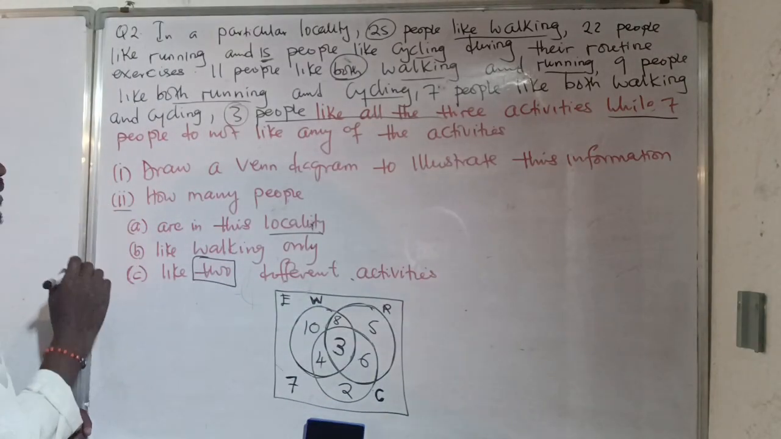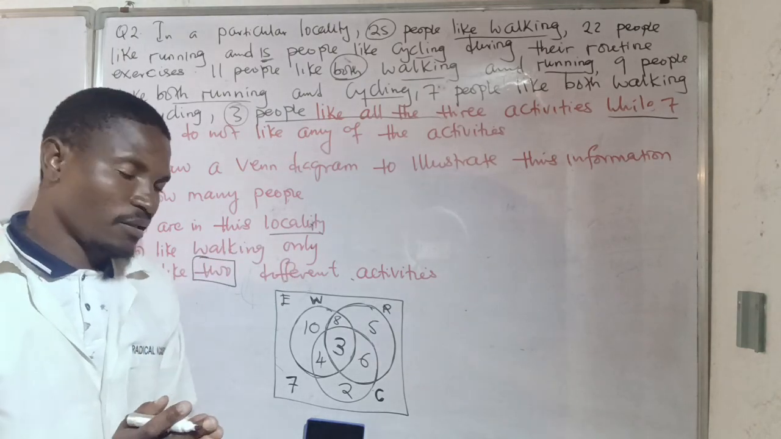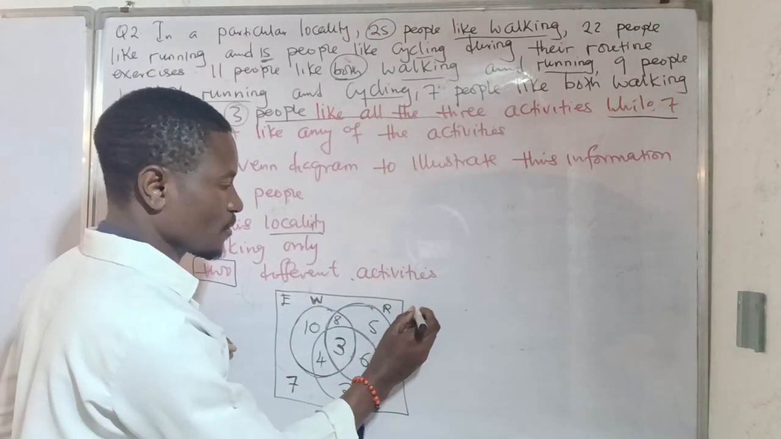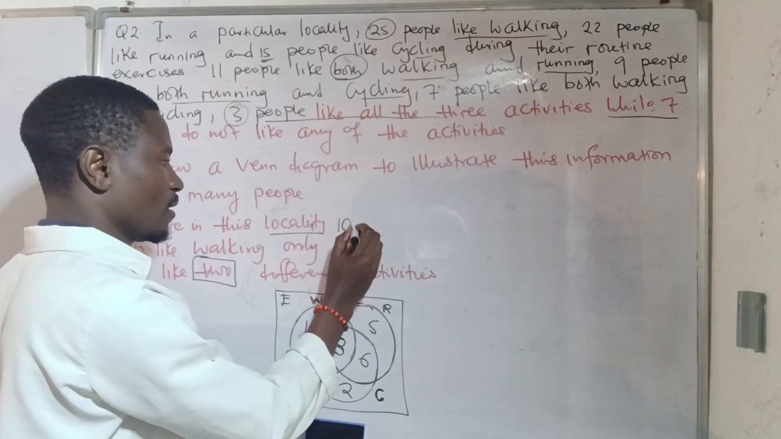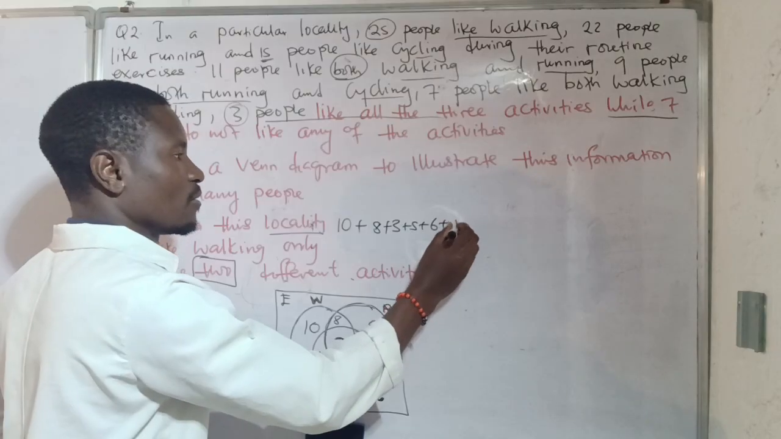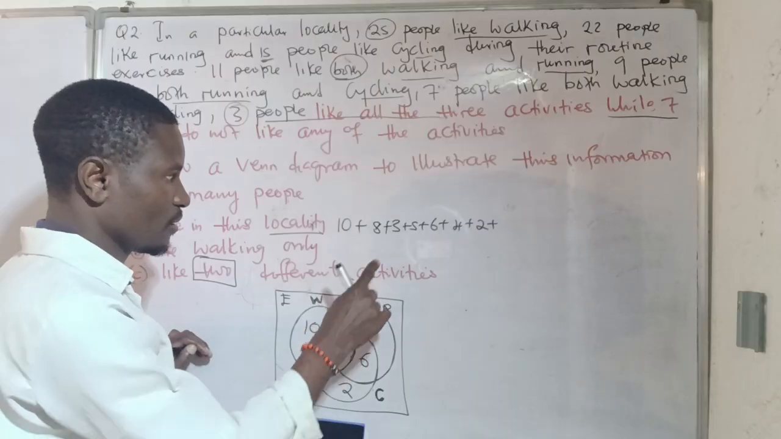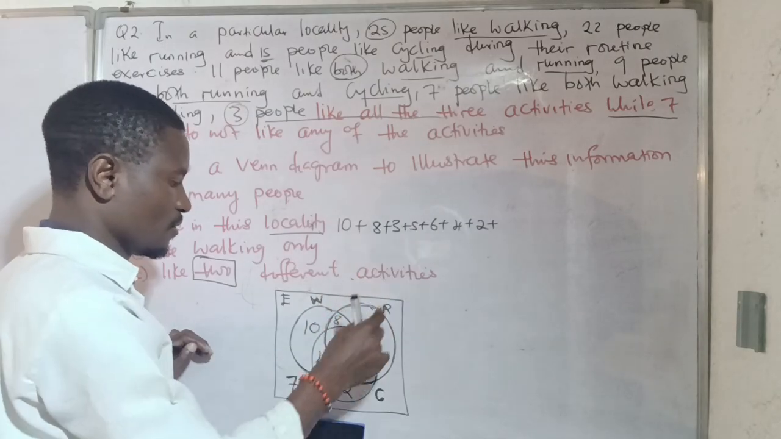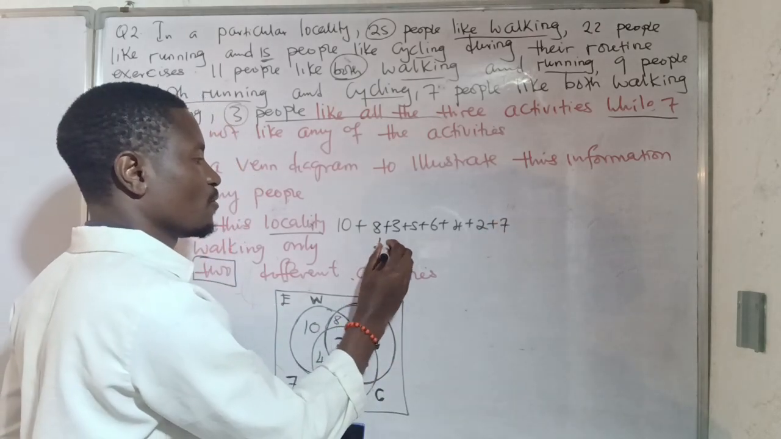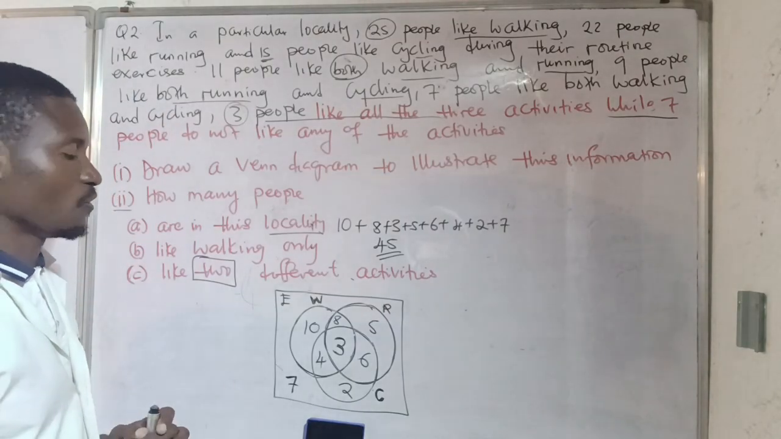So now we are here. How many people are in this locality? To find the total number of people, you just add everything in this. So you say 10 plus 8 plus 3 plus 5 plus 6 plus 4 plus 2 plus 7. This will just give you 45.